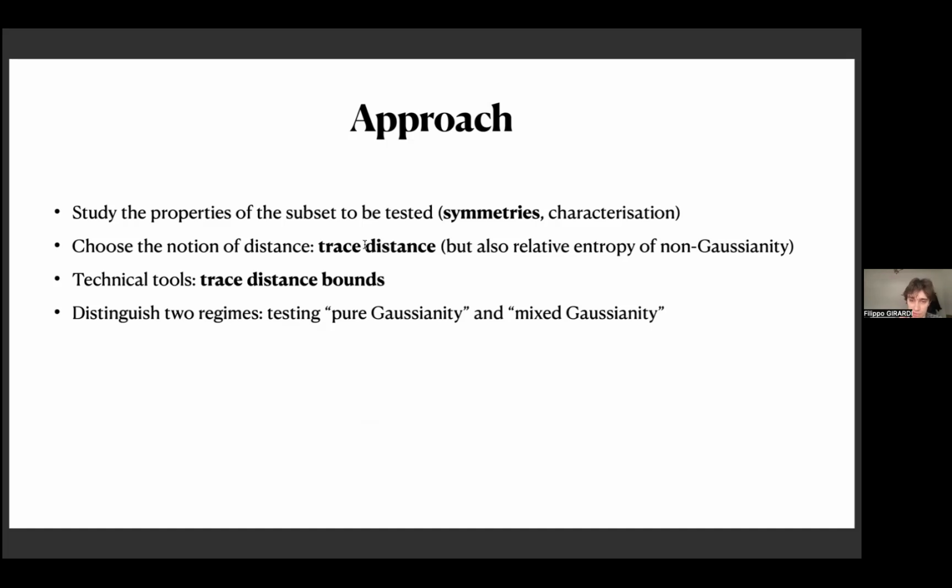Helstrom's theorem characterizes the trace distance in terms of the acceptance probability in symmetric hypothesis testing. But in principle, we could use also other notions of distance. And in the end, maybe if I have time, I will mention the case of relative entropy of non-Gaussianity. Then we're going to use as technical tools the trace distance bounds that I'm going to state later. And it will be crucial to distinguish two regimes: one of testing pure Gaussianity, so Gaussianity with respect to the set of pure Gaussian states, and then mixed Gaussianity, so testing with respect to the set of arbitrary Gaussian states.